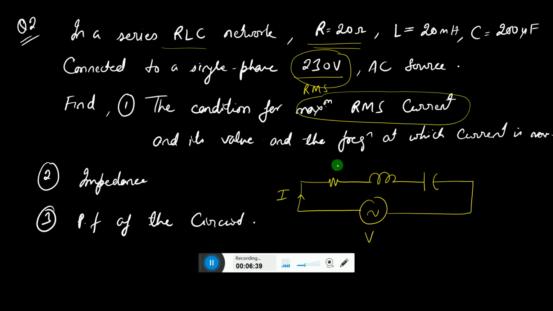Remember in an RLC circuit, the current will be maximum when Z is minimum. At a minimum value of Z, the current is maximum. So let us try to solve it. And also the frequency at which this occurs, the impedance, and the power factor of the circuit.